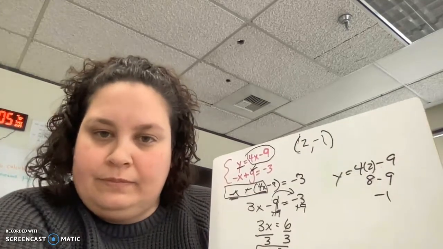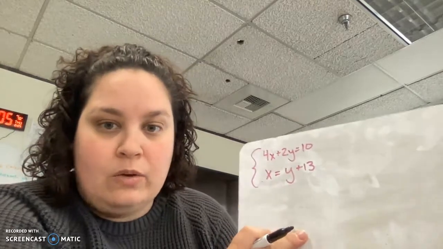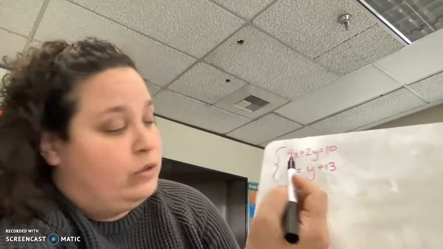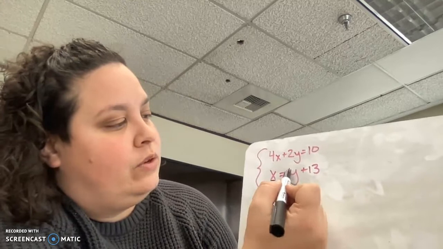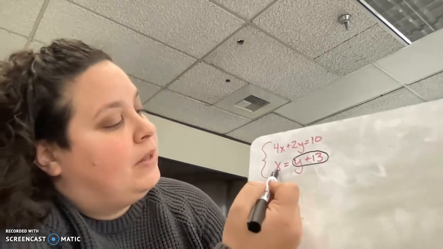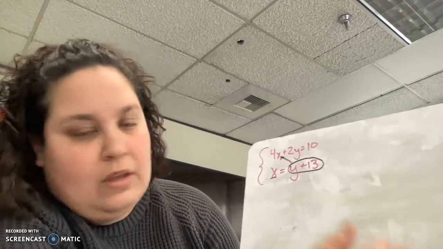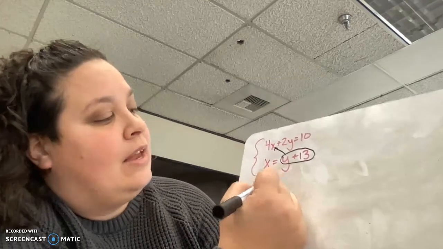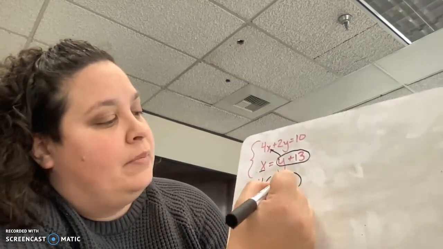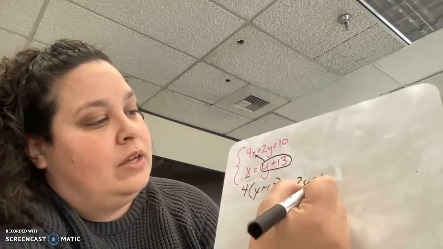Just like that. Let's try one more of substitution. So again, I have a problem that looks like this. I'm looking for x equals or y equals. Well, this first one doesn't say x equals or y equals. This one says x equals. So I'm going to circle that. This is what I'm going to plug in. I'm going to plug it in for an x. So I'm going to look for my x, which is right there this time. So I'm going to rewrite it 4, and then right here would be where I would put y plus 13, plus 2y equals 10.